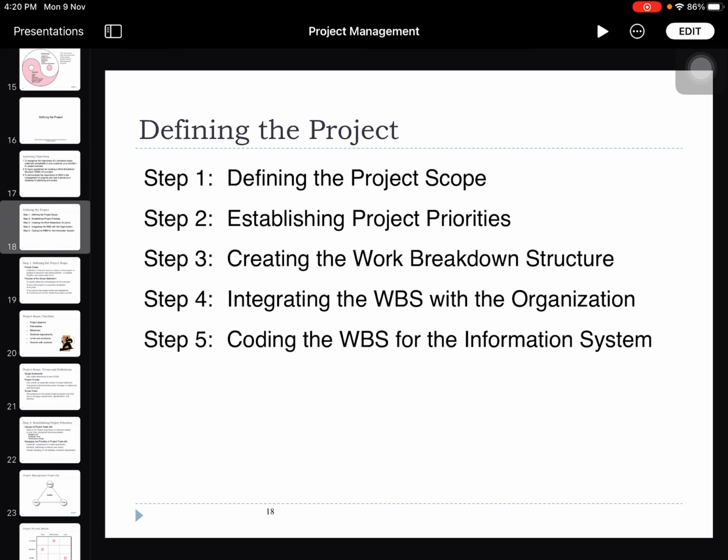So first of all, defining the project. The first step is to define the project scope. Secondly is to establish the project priorities. Third is to create the work breakdown structure. Fourth, integrate the WBS with the organization. And number five is to code the WBS for the information system.